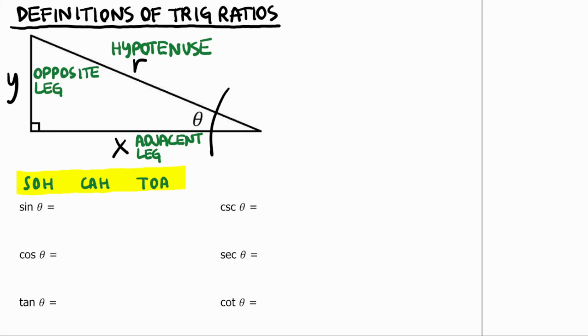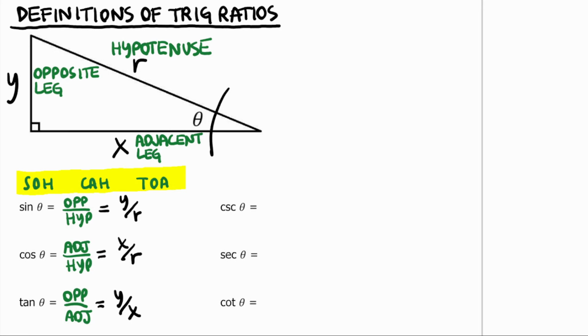So when we say SOHCAHTOA, we say sine theta is opposite divided by hypotenuse, and in this case that's y divided by r. Cosine, CAH, adjacent over hypotenuse. In this case, adjacent is x and hypotenuse is r, so cosine is x divided by r. And tangent is opposite over adjacent, which is y divided by x.